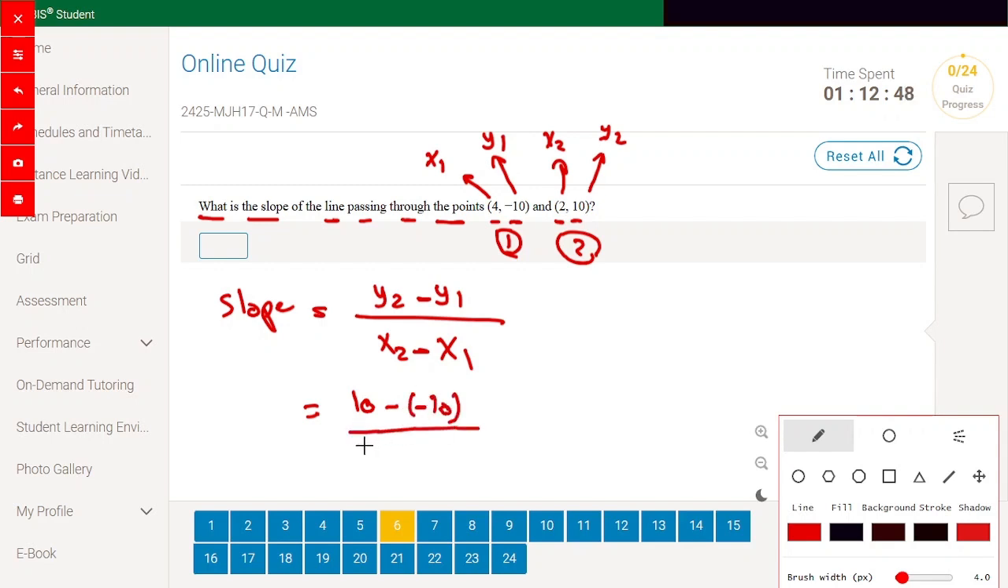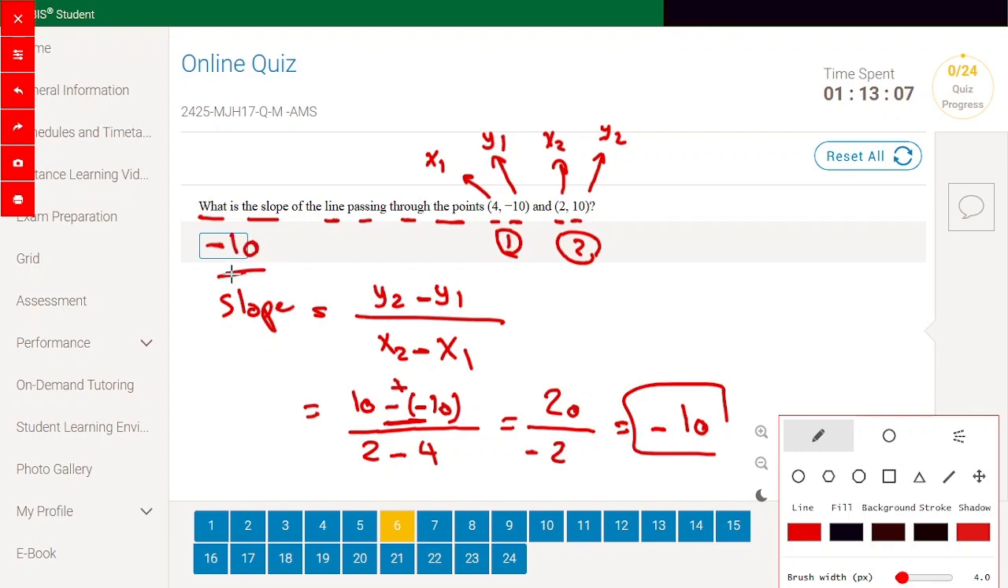divided by 2 minus 4. So minus and minus will be positive. So 10 plus 10 equal to 20, divided by minus 2. So it will be equal to minus 10. So the answer here will be minus 10.